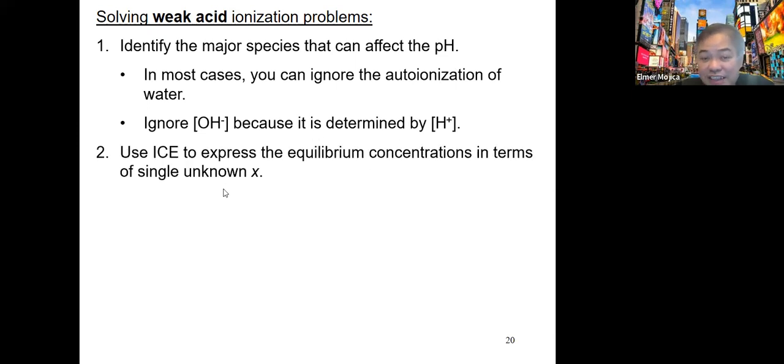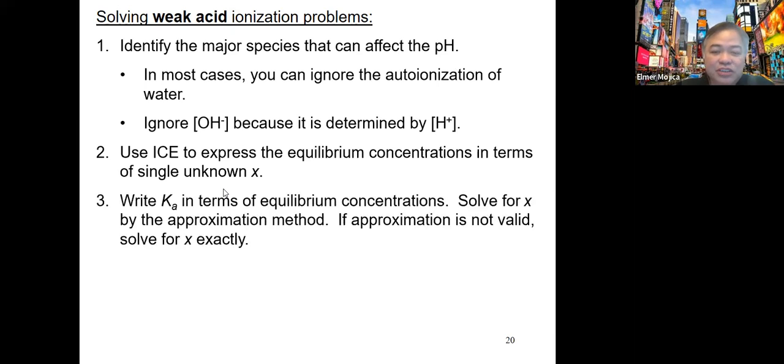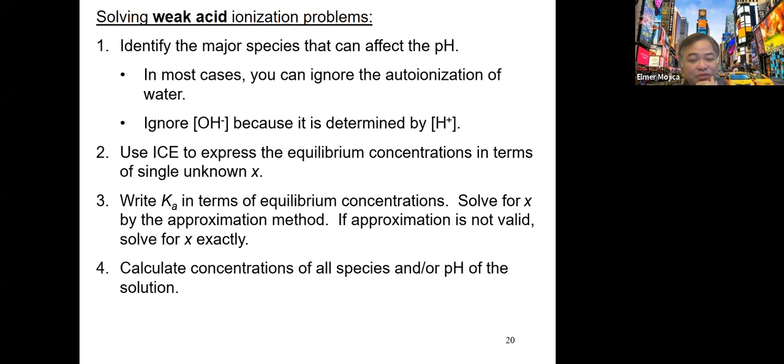And then you use the ICE table to express the equilibrium concentration in terms of single unknowns like what we did. And then we write Ka in terms of equilibrium concentration. So solve for X by the approximation method. The initial concentration minus X is just equal to initial concentration. Now, if the approximation is not valid, more than 5%, then you have to solve for X exactly. And then you can calculate the concentration of both species and the pH of the given solution.